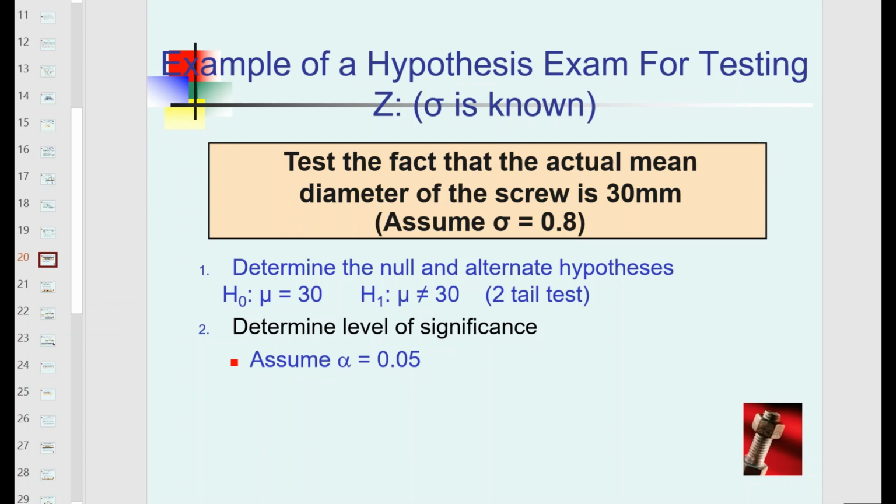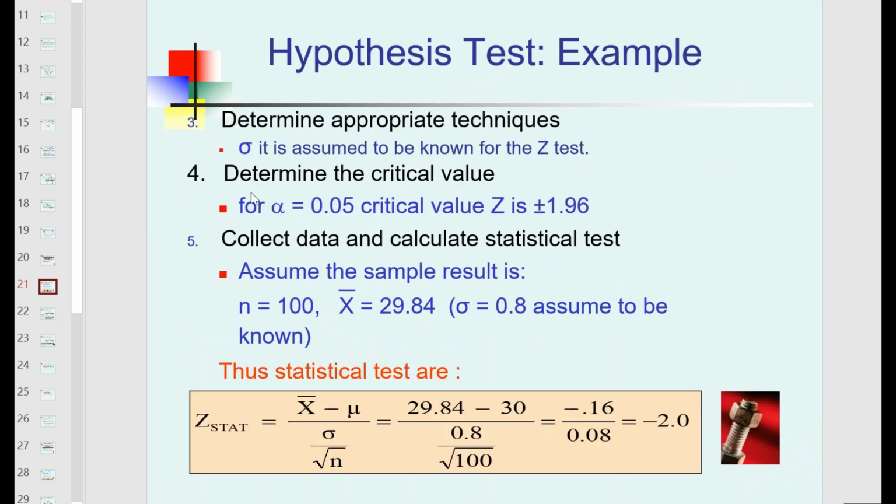Alright, okay, the second step. Determine the level of significance. So we assume that your alpha is 0.05. Okay, the third one, determine the appropriate technique. This is the one I mentioned to you, because sigma is known, right? So we use the Z-test. So you know that you need to read from the Z table.